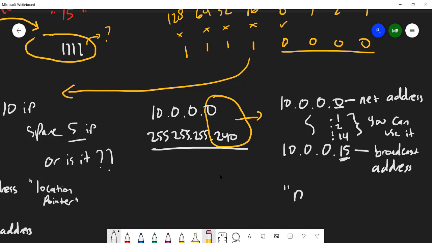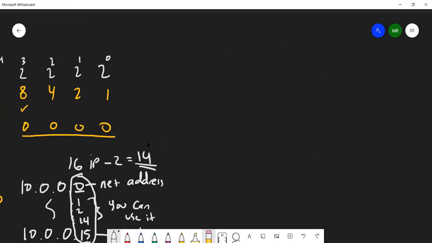And then comes the n minus 2 rule formula. From 0 to 15 is 16 IPs. 16 minus 2 equals 14. 14 available addresses for your devices. Another example. What if we have 500 devices?